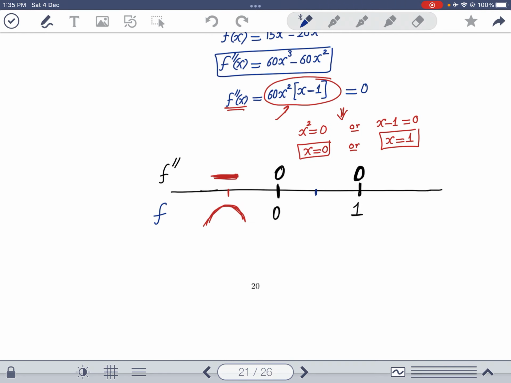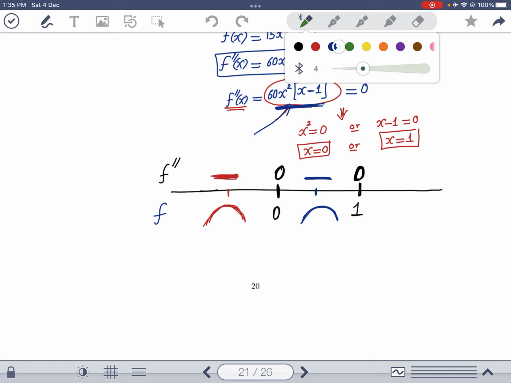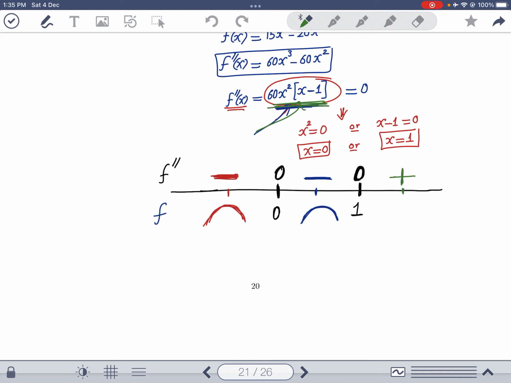Now choose something between 0 and 1, half, for example, and put half in this formula. You'll get also negative. You can try on your calculator. So still, it's concave down on this interval. And finally, take something bigger than 1. Maybe you take 2 or 3 and put it in this formula. It will give you a positive answer. So this means that it's concave up on this interval from 1 to infinity.